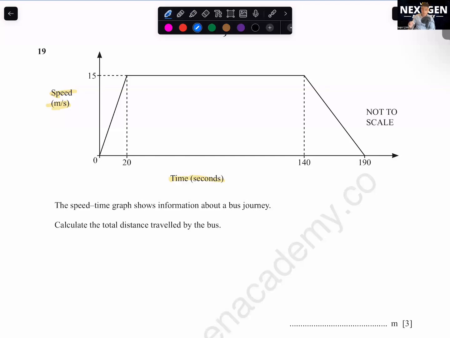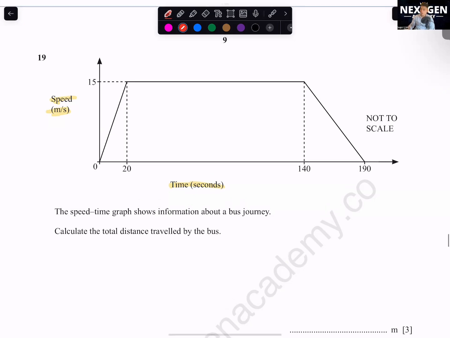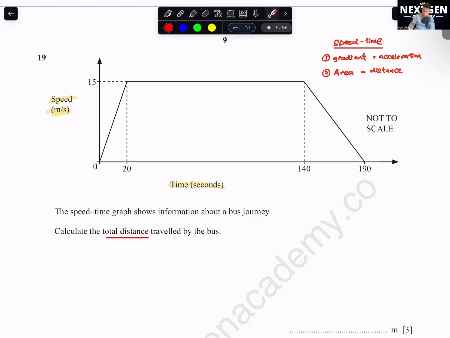Whenever you see a motion graph type of question, write down the definition first. Okay, speed time, what can you find? Write it down somewhere at the side. Speed time, you can find two things. Number one, the gradient. Gradient is the acceleration. Number two, area is the distance traveled. Okay, area under the graph. So we want to find total distance, means I want to find the area.